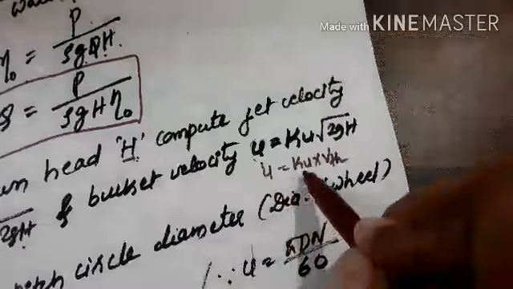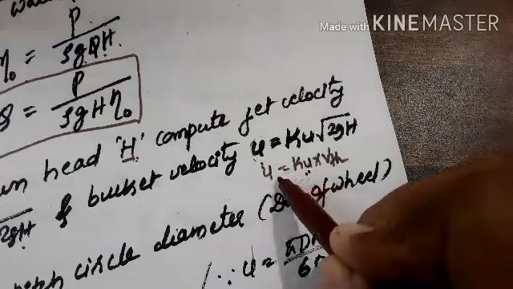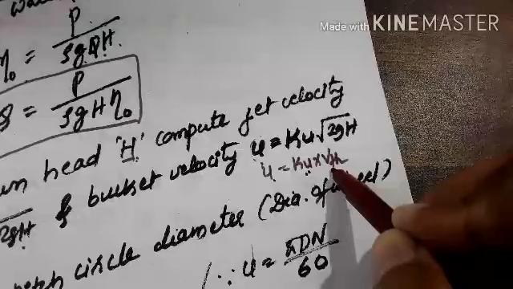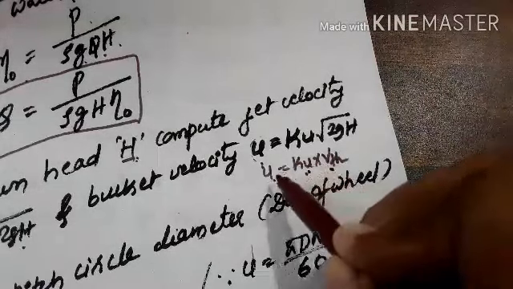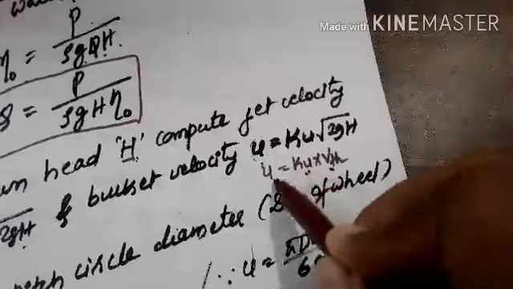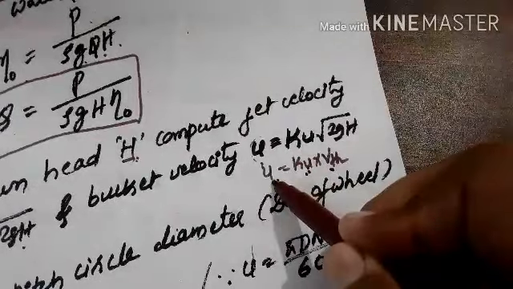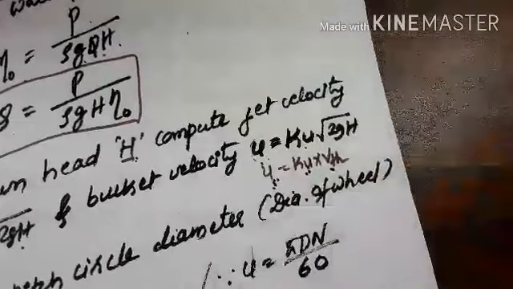As you know, Ku is the speed ratio. The speed ratio is what? It is the ratio between the wheel velocity and the jet velocity. From the speed ratio, we can easily get the wheel velocity or the bucket velocity, that is u equal to Ku into root of 2gh.